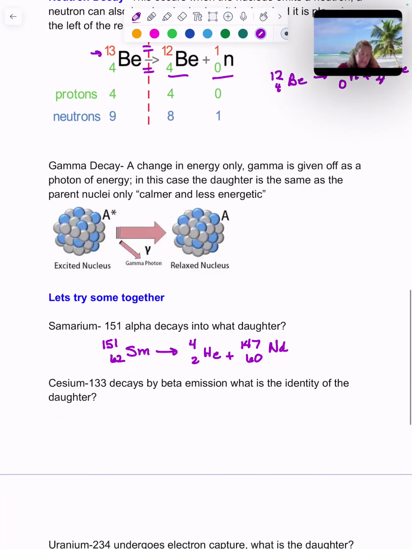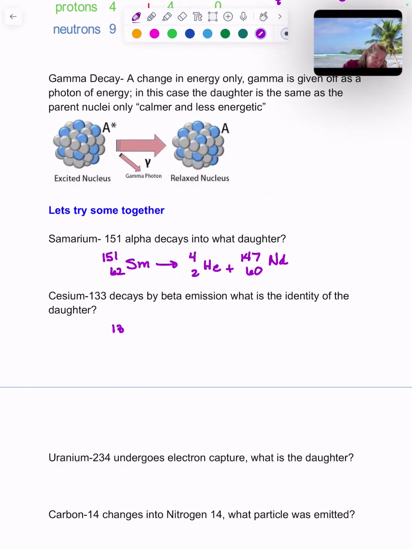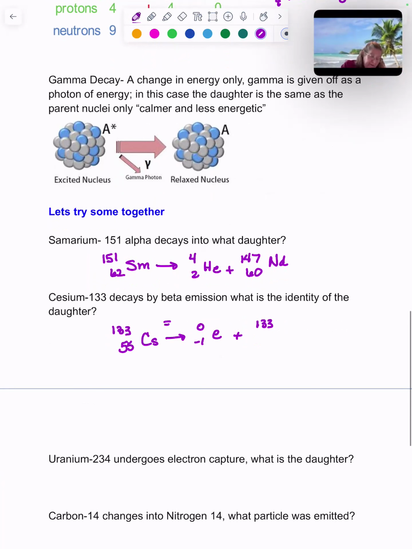Okay, cesium 133. Cesium is element 55. It decays by beta emission. So we're going to put our beta particle. That's a 0 over negative 1 E, or beta. So my mass is going to stay the same. The 0 plus 133 gives me my original 133. My atomic number is going to have to go up because 56 plus a negative 1 gives me my 55. And element 56, we already saw, was barium.